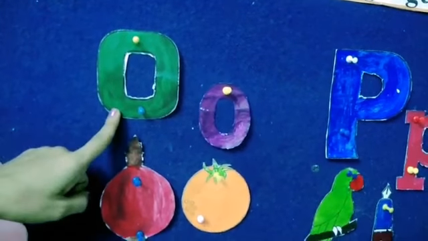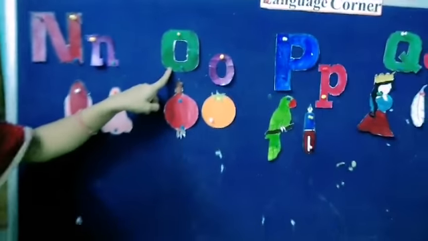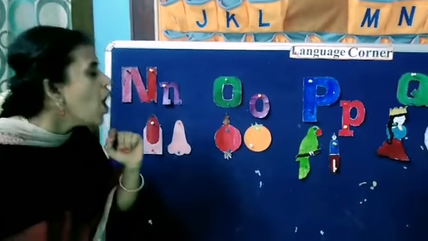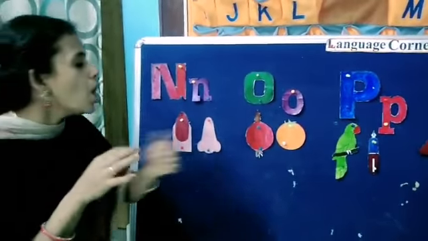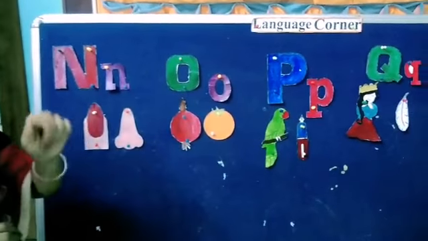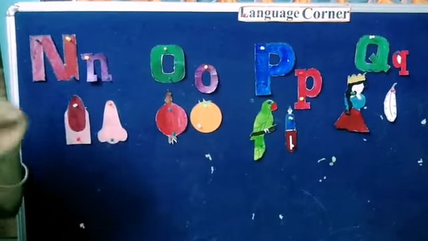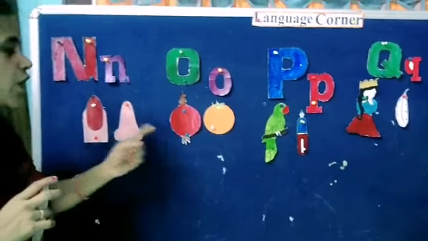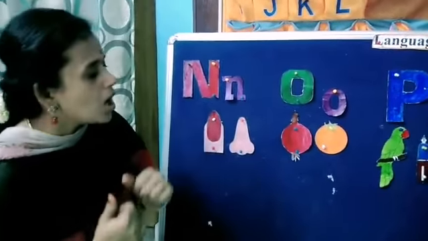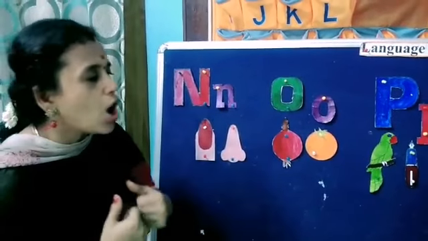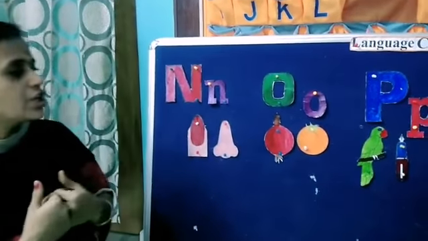What is the sound of this letter? Orange. Onion. O is for orange. Orange. Onion. Very good, super.